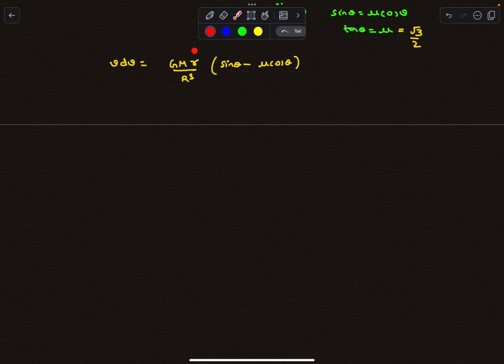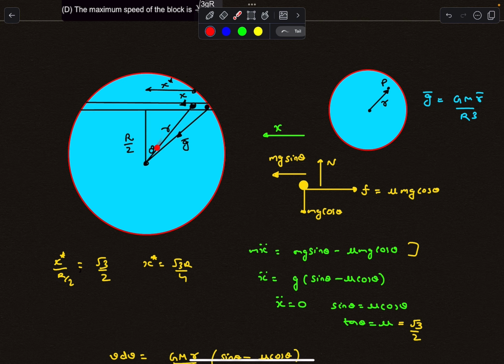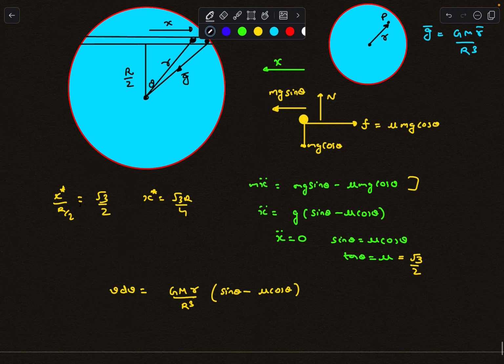Now what I'm going to do is send this r into the bracket, and this will become GM by r cubed multiplied by r sine theta, which from this triangle is this particular distance. In fact, instead of considering x from the right end, we'll just consider x from this end over here, because everything is being measured with this x, right? So the only thing that will change is that now the acceleration will become negative.